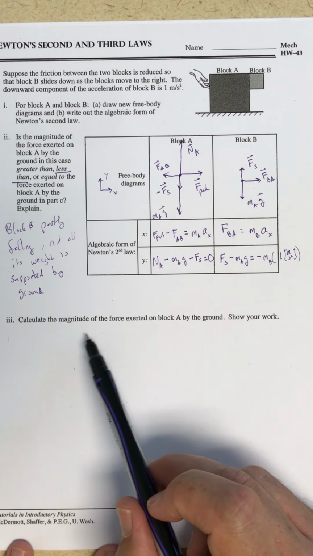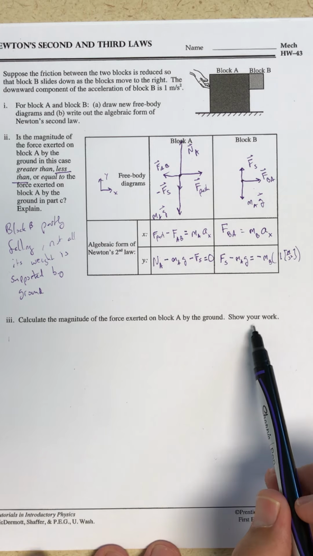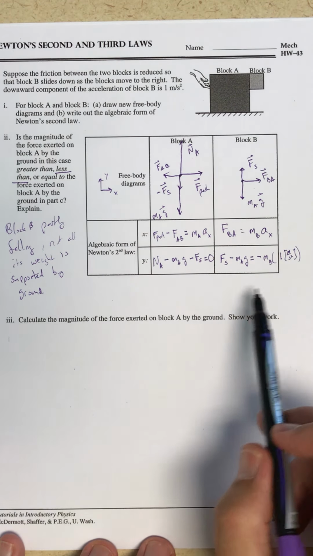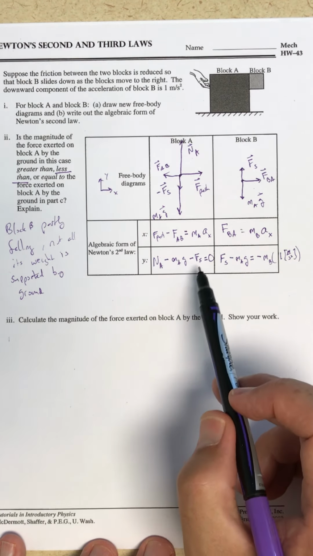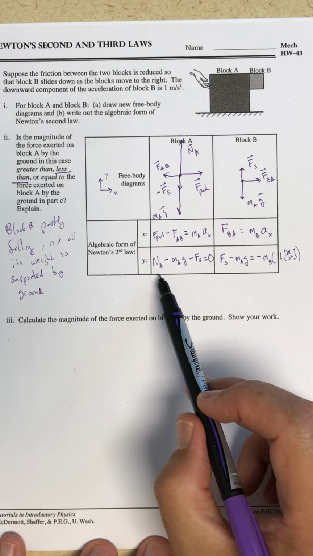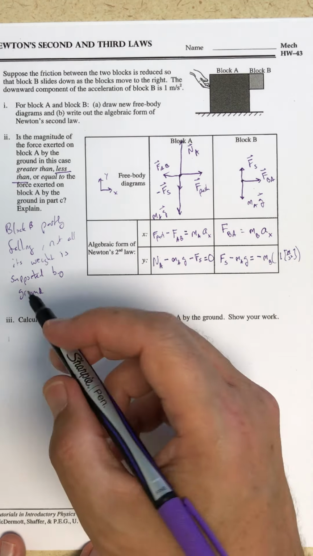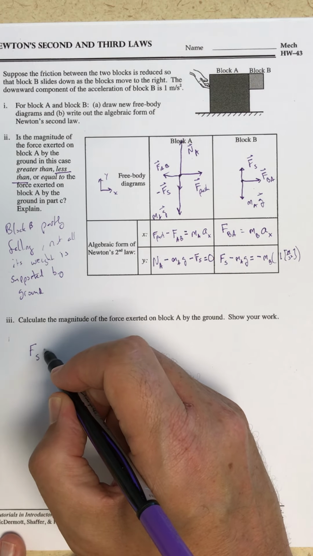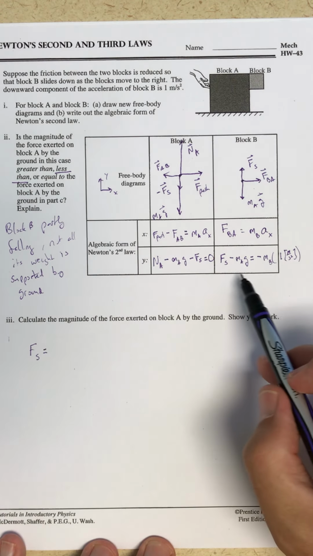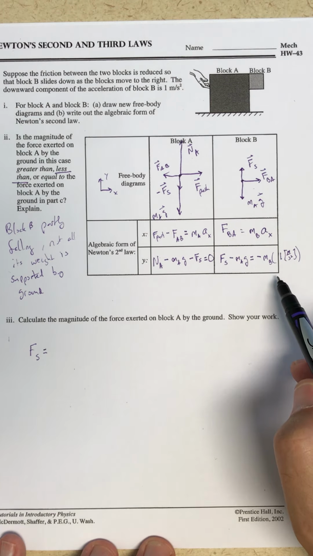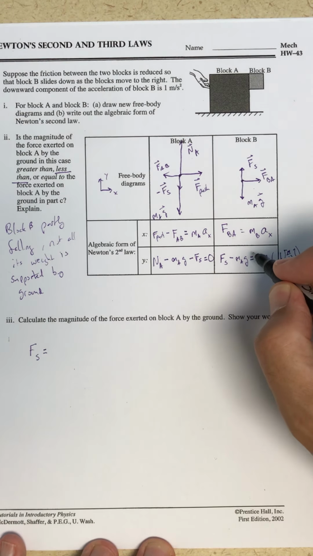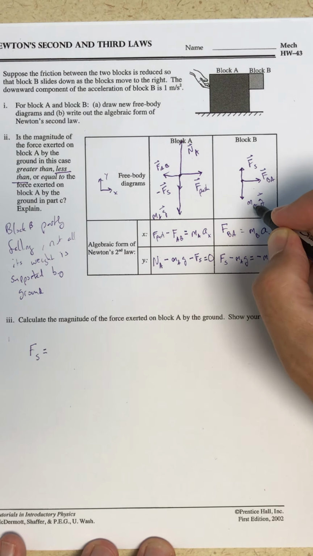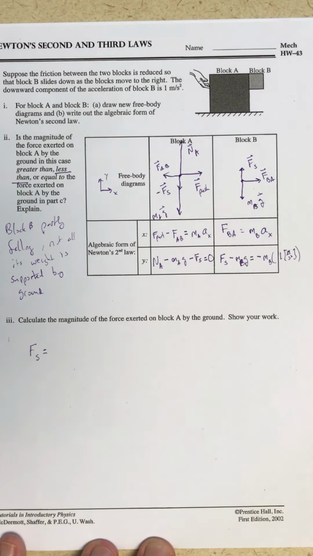Calculate the magnitude of the force exerted on block A by the ground and show your work. So we're going to do the same steps as last time. We're going to figure out how big the force of static friction is, and then plug it into this equation and find out how big the normal force on block A is. So the force of static friction, move everything to the other side. I'm going to have, that is the weight of block B. That should be a B, and that's a B.